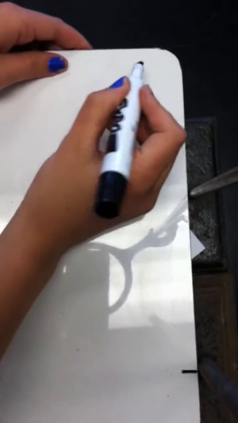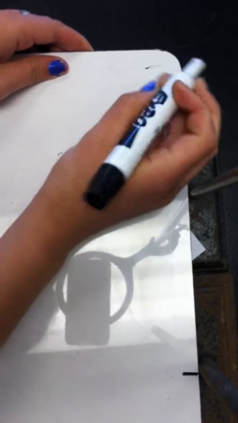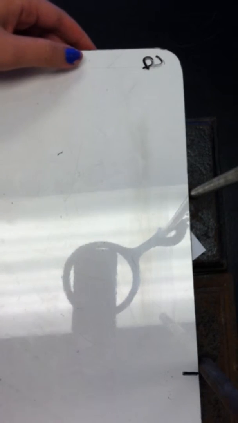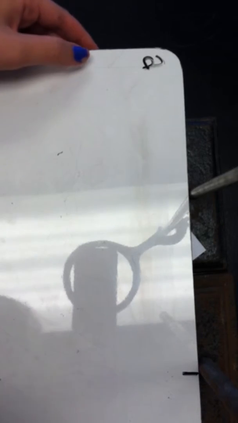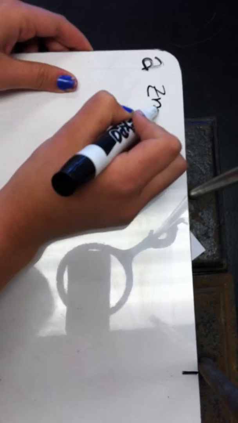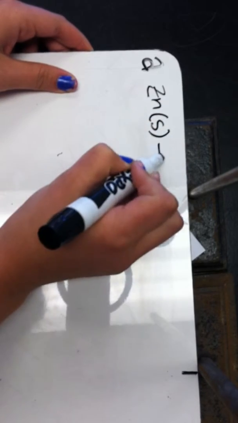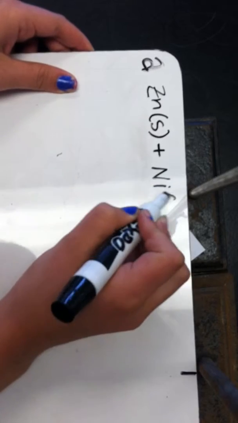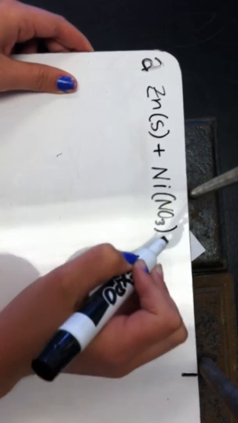Okay, so the first one we're going to do is A of the net ionics, and it says a strip of zinc is placed in a solution of nickel nitrate. And so we know that it says a strip of zinc, so that would be zinc solid, and is added with nickel nitrate.